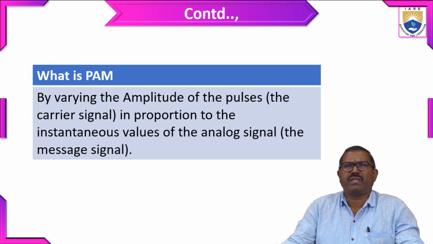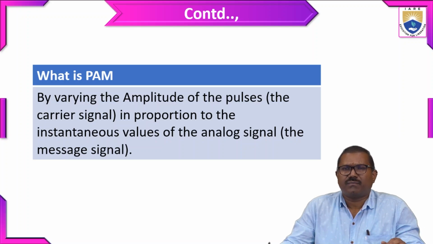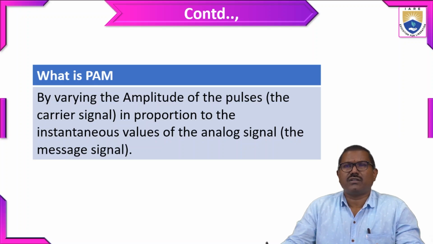Now, what is PAM? Pulse amplitude modulation is varying the amplitude of the pulses in proportion to the instantaneous value of the analog signal. Here, the analog signal means the message signal. My carrier is a pulse, not a continuous waveform. So that is the difference. In analog modulation, the carrier is analog, whereas in pulse modulation, the carrier is in pulse form, not analog.